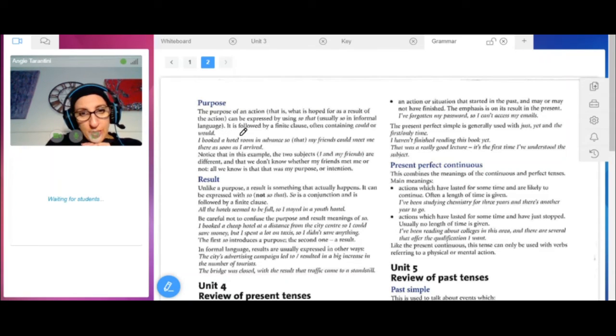I booked a hotel room in advance so that my friends could meet me there as soon as I arrived. Notice that in this example, the two subjects, I and my friends, are different, and that we don't know whether my friends met me or not. All we know is that that was my purpose or intention. Okay?